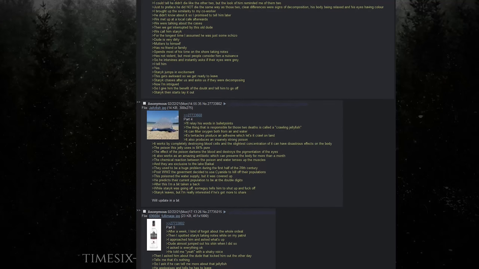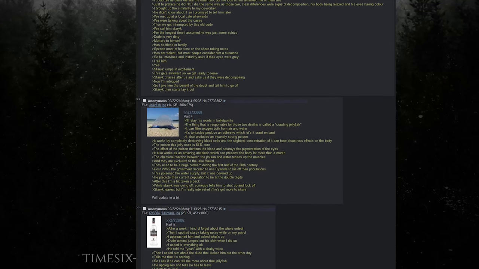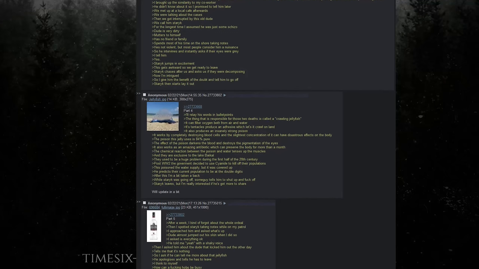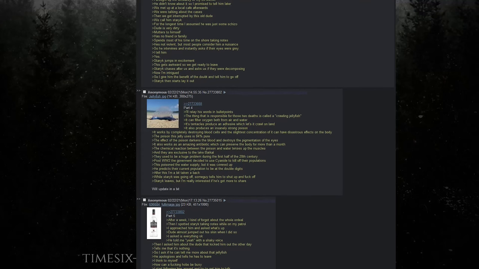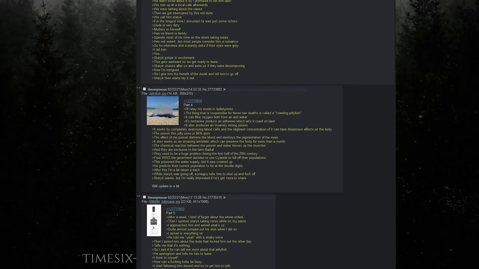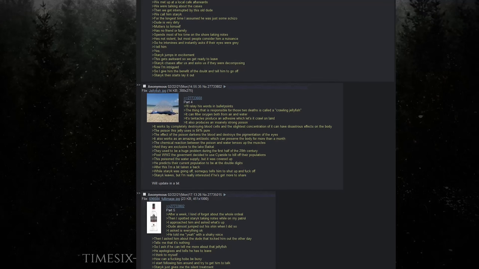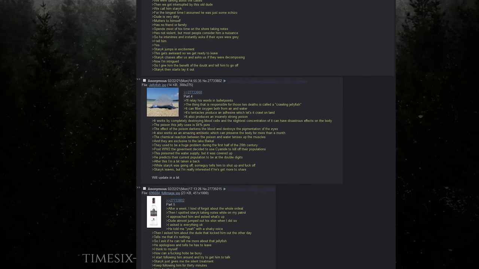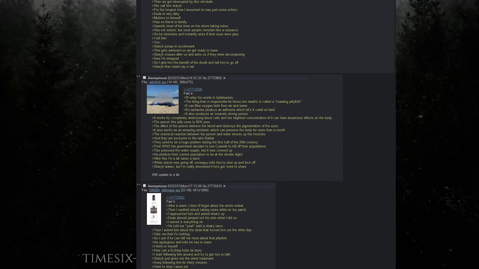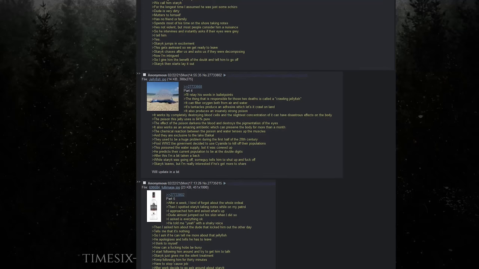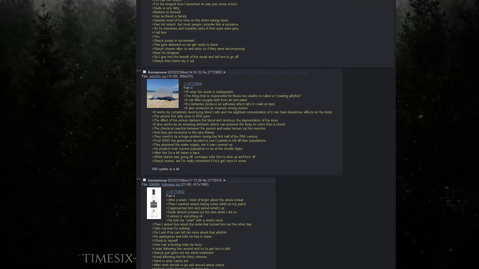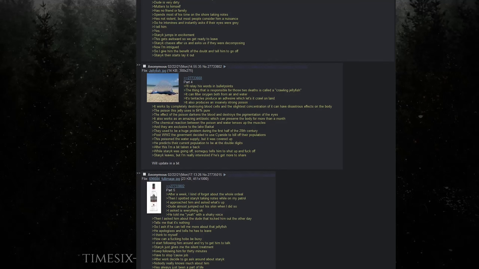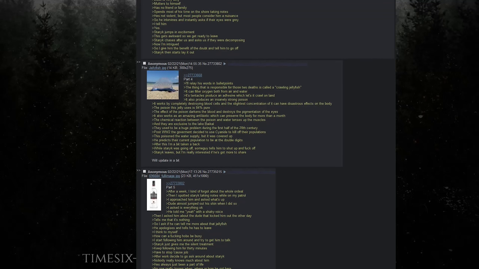The thing that is responsible for these two deaths is called a crawling jellyfish. It can filter oxygen both from air and water. Its tentacles produce an adhesive which let it crawl on land. It also produces an insanely strong poison. It works by completely destroying blood cells, and the slightest concentration of it can have disastrous effects on the body. The poison this jelly uses is 84% pure. The effect of the poison darkens the blood and destroys the pigmentation of the eyes.